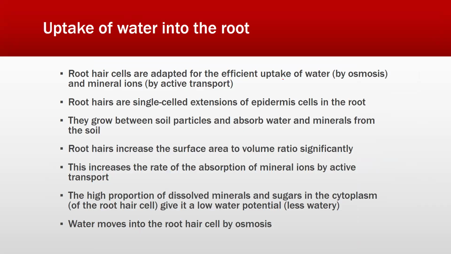Root hair cells are adapted for the efficient uptake of water by osmosis and mineral ions by active transport. Root hairs are single-celled extensions of epidermis cells in the roots. They grow between soil particles and absorb water and minerals from the soil as well. Root hairs increase the surface area to volume ratio significantly. This increases the rate of absorption of mineral ions by active transport, and the high proportion of dissolved minerals and sugars in the cytoplasm gives it a low water potential, and the water moves into the root hair cells by osmosis. So water travels by osmosis into the root hair cells, and minerals travel by active transport into the root hair cells.